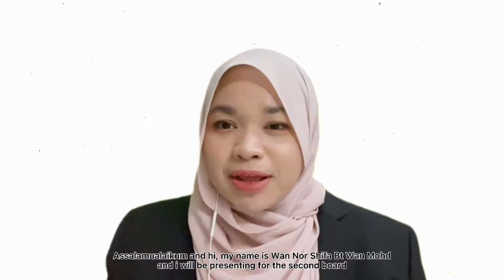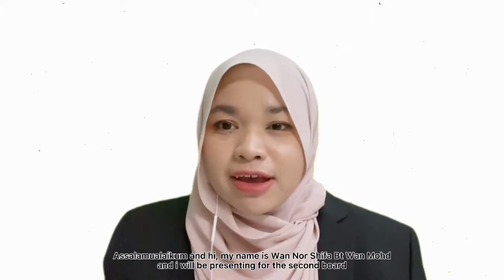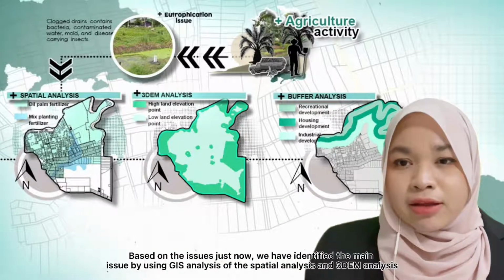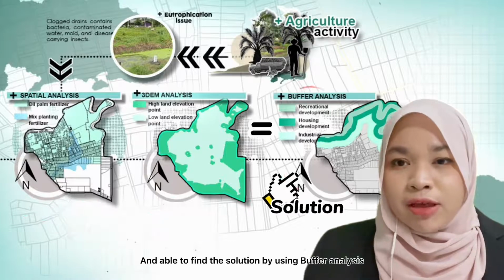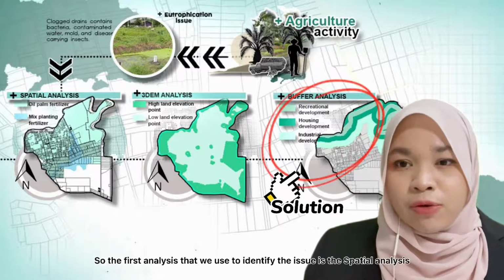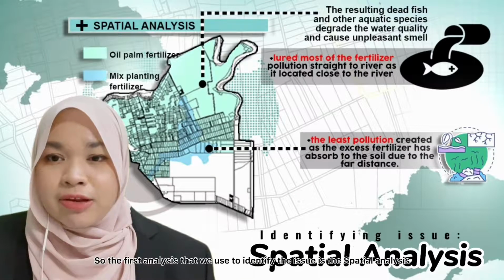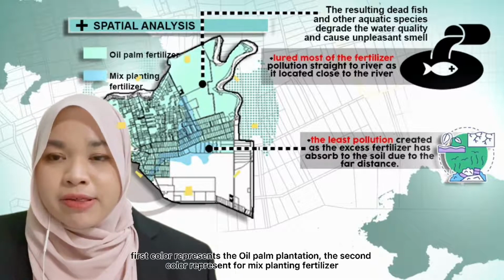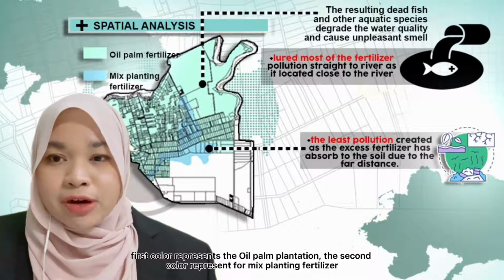Hi, Assalamualaikum. My name is Shifa binti Muhammad and I will be presenting the second part. Based on the issues just now, we finally identified the main issues by using GIS spatial analysis and 3D DEM, and found the solution by using buffer analysis. The first analysis we used to identify the issues is the spatial analysis. We formed it into two colors: the first color represents the oil palm plantation, while the second color represents the mixed plantation.